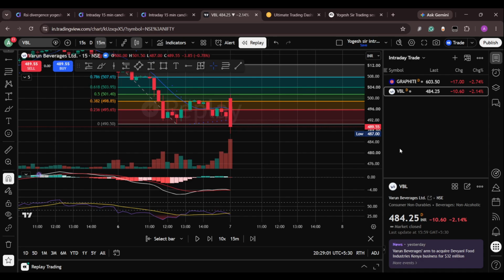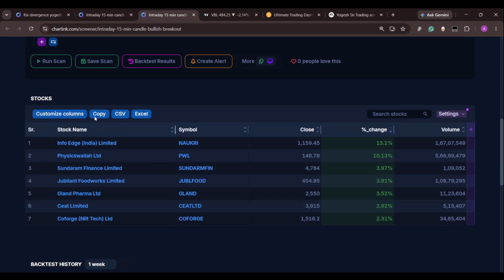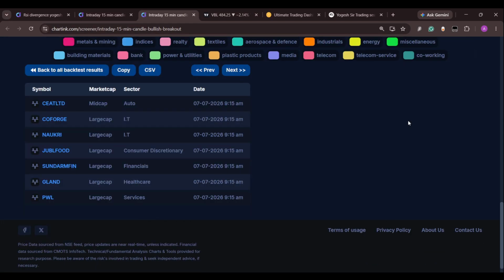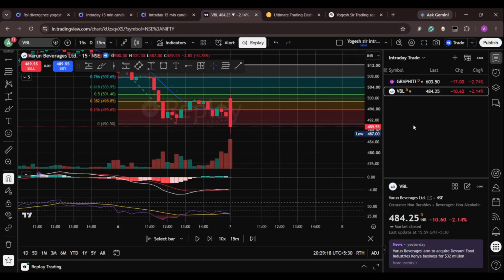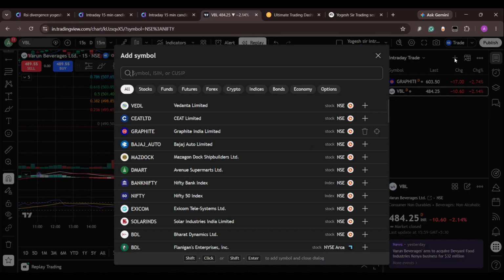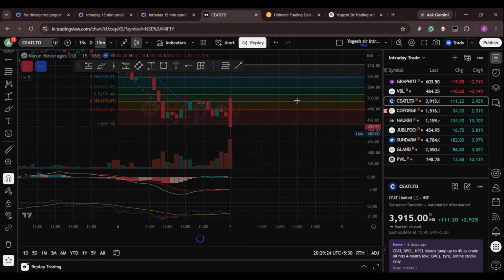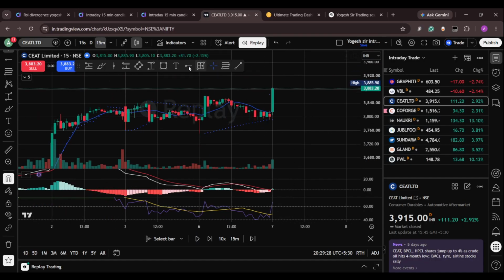let's do the same thing for the bullish trades. It's my bullish breakout. 9:15. Copy my symbols. And add it. See it.